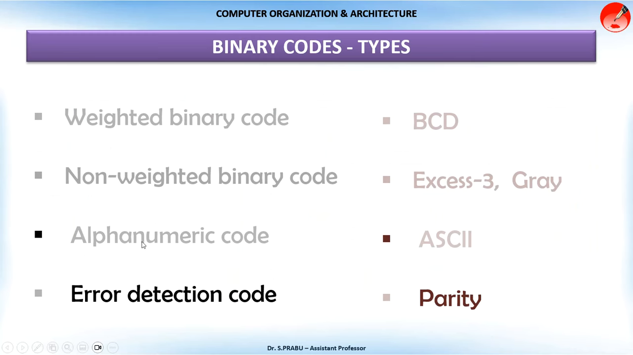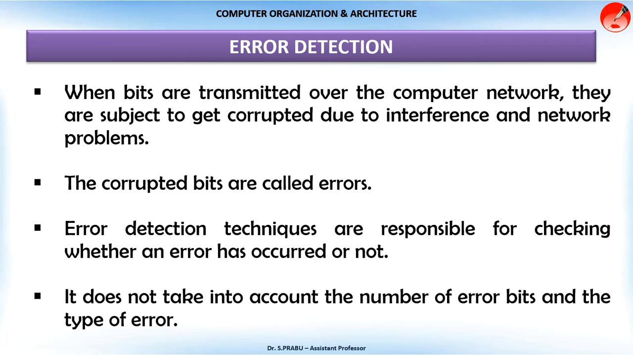The last binary code is called error detection code. An example is parity codes. When data is transmitted over a network, the bits may sometimes get corrupted because of interference or some other network issues. These corrupted bits are what we call errors. To handle this, we use error detection techniques, which help us check whether an error has occurred in the data or not. Error detection only tells us that an error exists. It does not show how many bits were affected or what type of error it is.